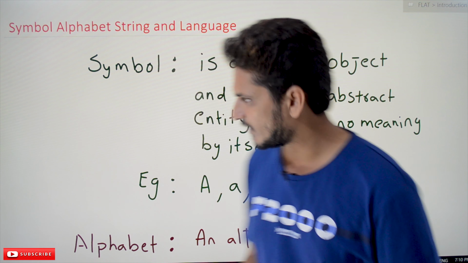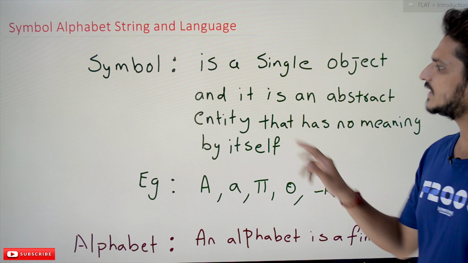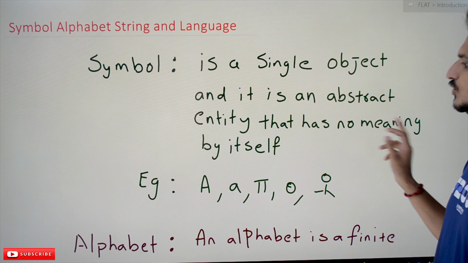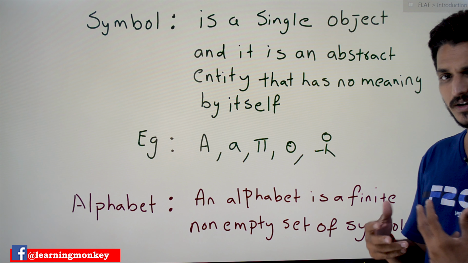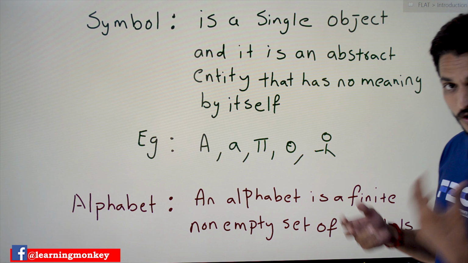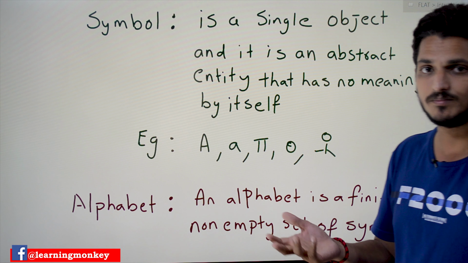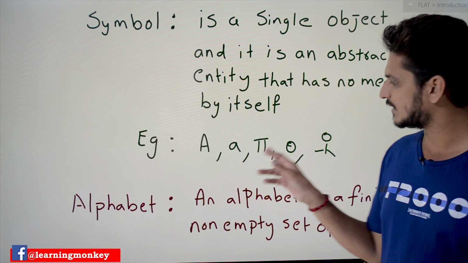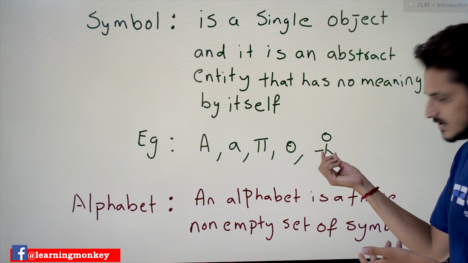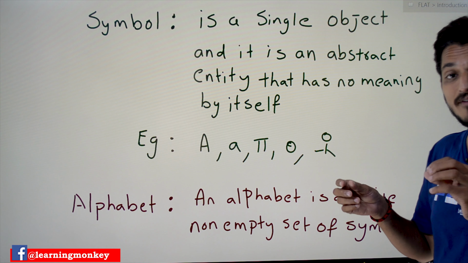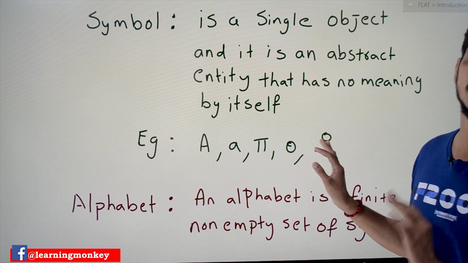Coming to today's class, the first definition is symbol. A symbol is a single object, an abstract entity that has no meaning by itself. We already know symbols, but we don't know them by definition. We used different symbols in our previous examples. Capital A is a symbol, small a is a symbol, pi and theta are symbols, which have no meaning by themselves.